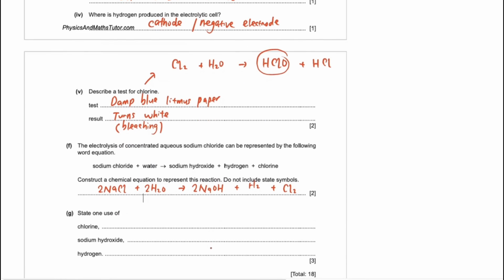Okay, G, state one use of chlorine. One of the famous uses is to kill bacteria in swimming pools. That is kind of famous. Treating water in swimming pools. Another famous use is bleach. Chlorine is used to make bleach, to bleach cloth and so on.